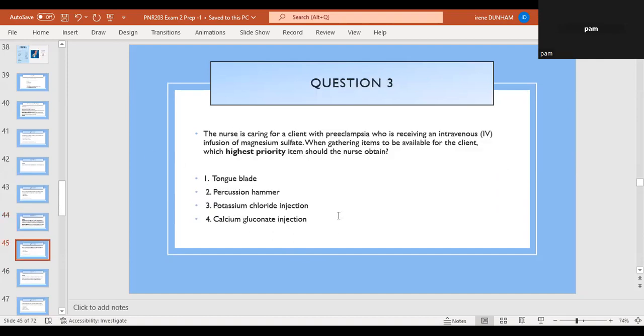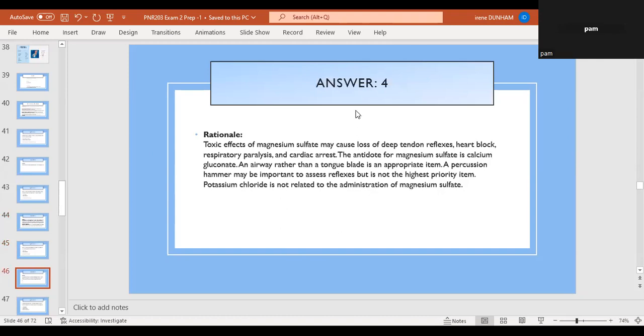So let's see if we're right. There you go, number 4. It's because the toxic effects of magnesium sulfate can cause a loss of deep tendon reflexes.